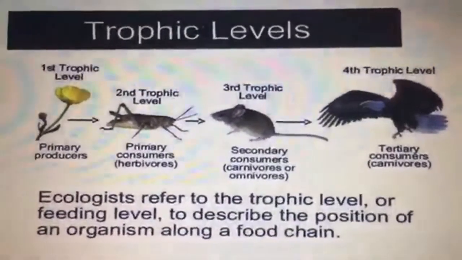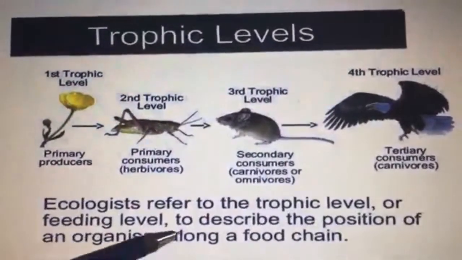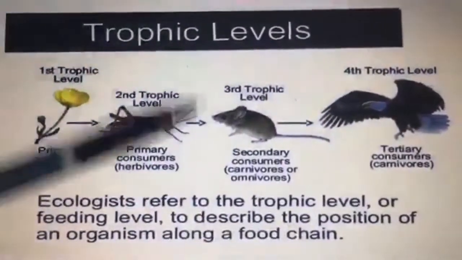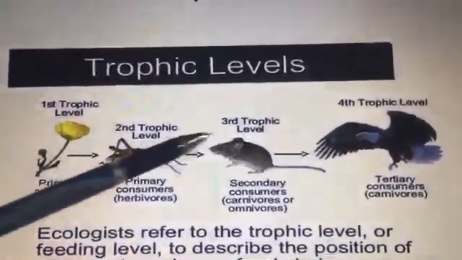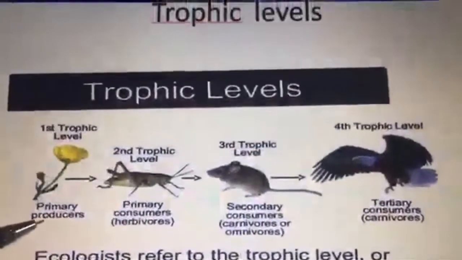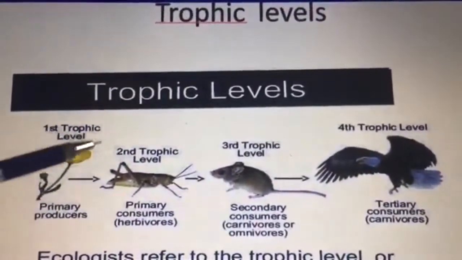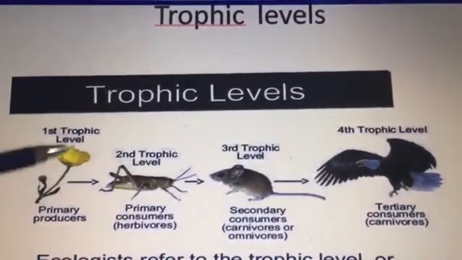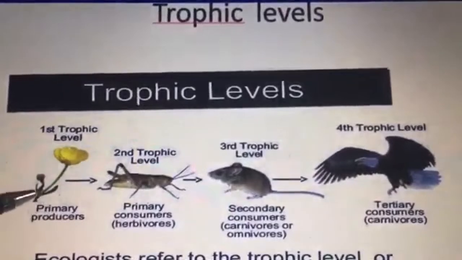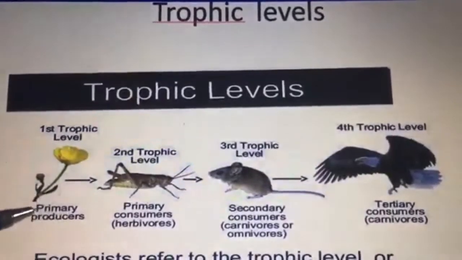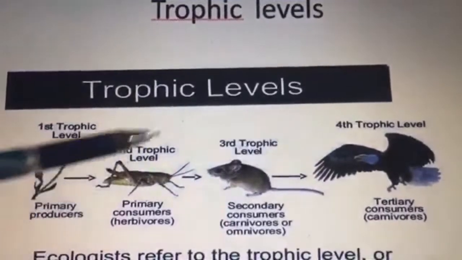Now again the trophic levels. The position of an organism along a food chain is called trophic level. So producers, all green plants and blue-green algae, all come under the producer because they prepare the food. So all green plants come under producer, that is T1.